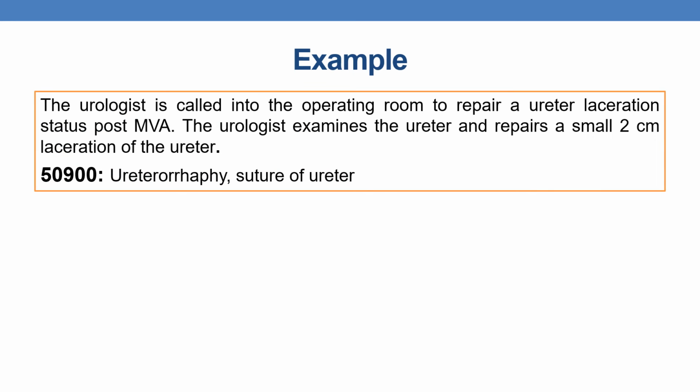Now let us see an example. The urologist is called into the operating room to repair a ureter laceration status post motor vehicle accident. The urologist examines the ureter and repairs a small 2 cm laceration of the ureter. So here ureterorrhaphy is performed. The CPT is 50900. Ureterorrhaphy, suture of ureter.